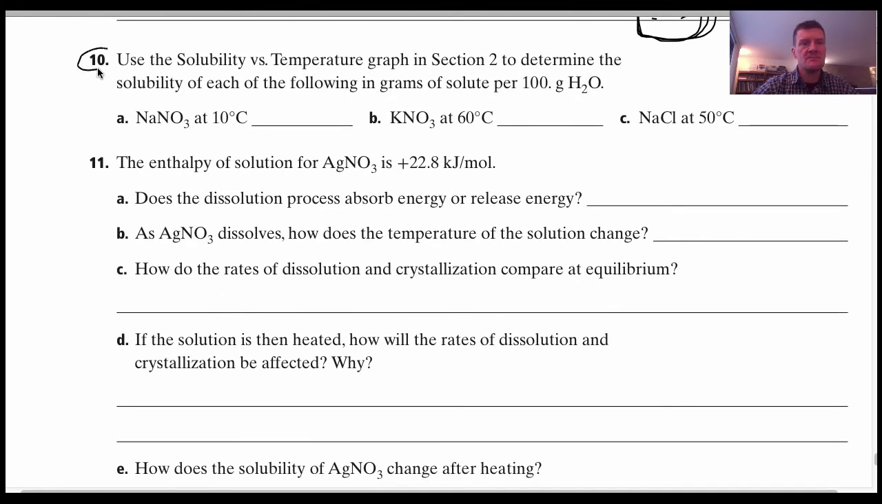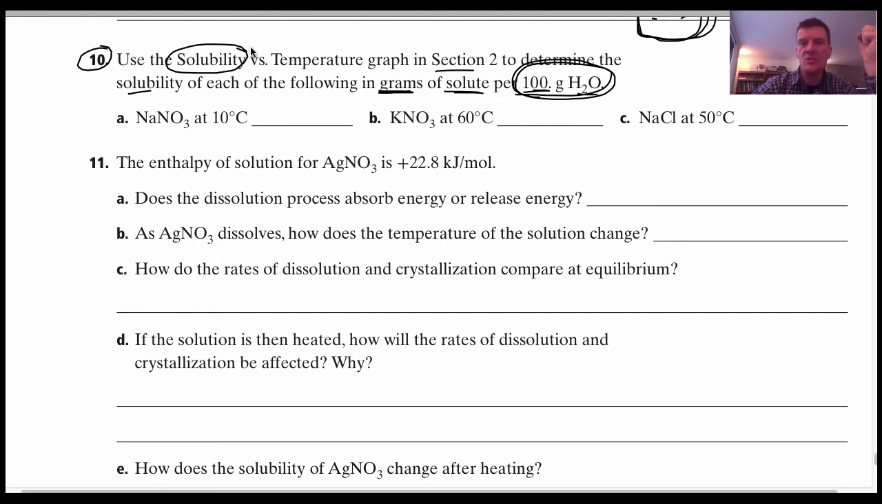All right, number 10. It says use the solubility versus temperature graph in section 2 to determine the solubility of each of the following in grams of solid per 100. First of all, let's talk a little bit about solubility, what we mean by that. Solubility is a measurement of how much can be dissolved, and usually it is per 100 grams of the solvent. In this case, the solvent is water. So how many grams of a solute can be dissolved in 100 grams of water?